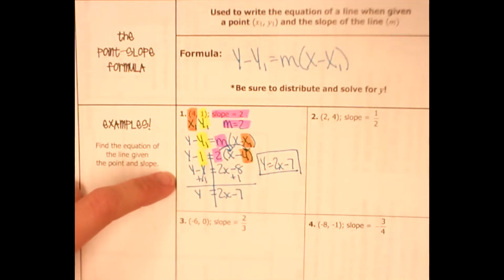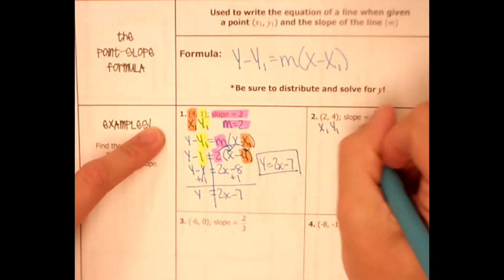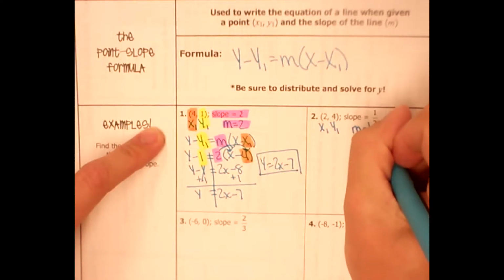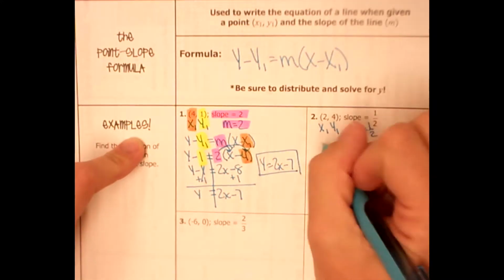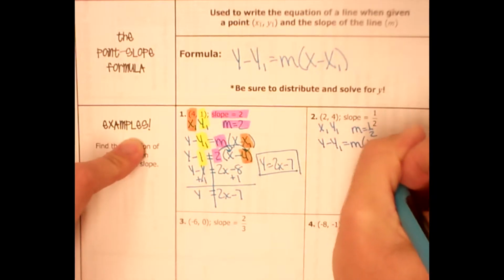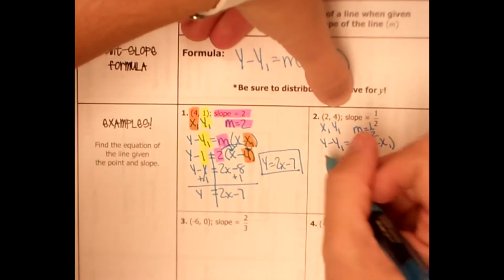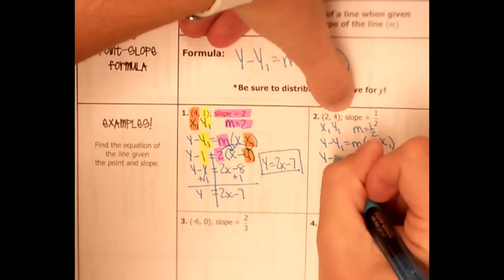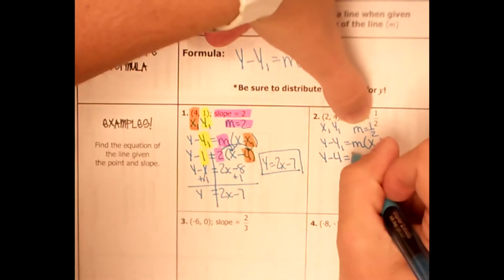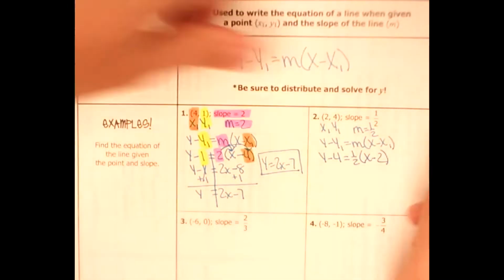Looking at number 2, just like before, label my points, x1, y1, the slope, so m is equal to 1/2. So I start with my equation, y minus y1 is equal to m times x minus x1. We substitute in, just like I did before, y minus the y1, which is 4, is equal to 1/2 times x minus x1, which is 2.